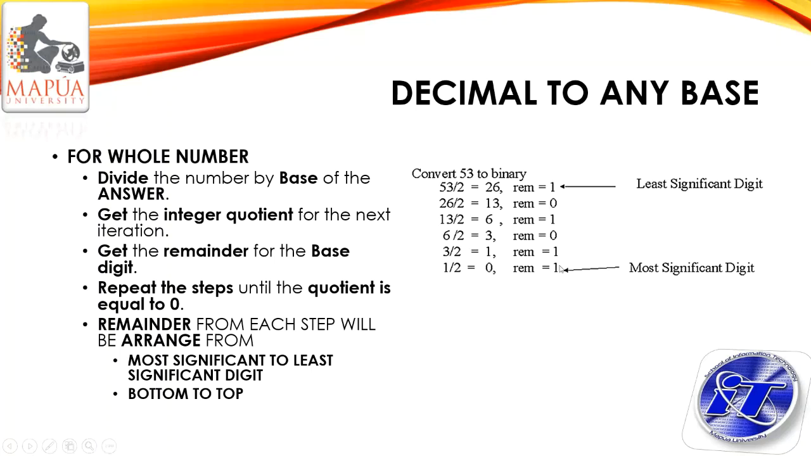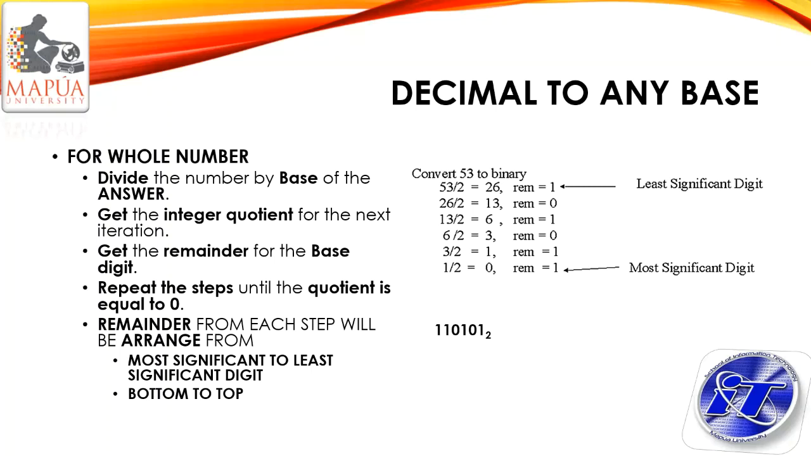Okay, and then since we already determined the different remainder for each division that we conducted, now we're going to arrange it from most significant digit, which is the last, going to the least significant digit, which is the first remainder. Okay, so when we write this as our equivalent in binary, the result will be 110101. This is the equivalent value in binary of 53 decimal.